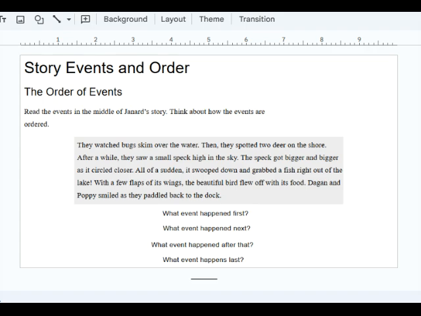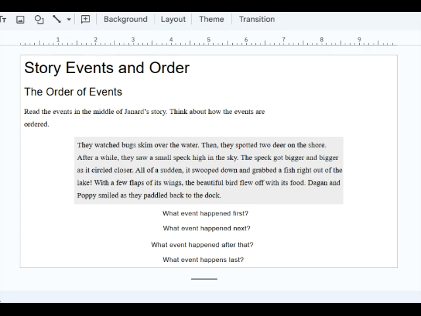are ordered. They watched bugs skim over the water. Then they spotted 2 deer on the shore. After a while, they saw a small speck high in the sky. The speck got bigger and bigger as it circled closer. All of a sudden, it swooped down and grabbed a fish right out of the lake. With a few flaps of its wings, the beautiful bird flew off with its food. Dagan and Poppy smiled as they paddled back to the dock.